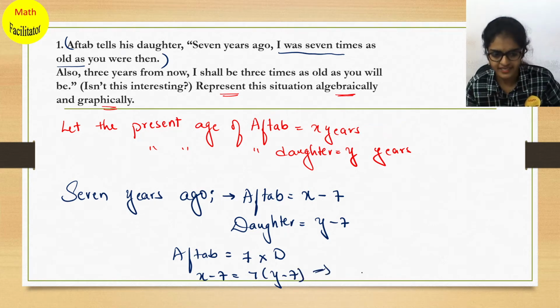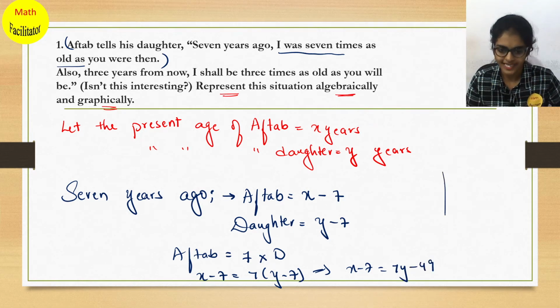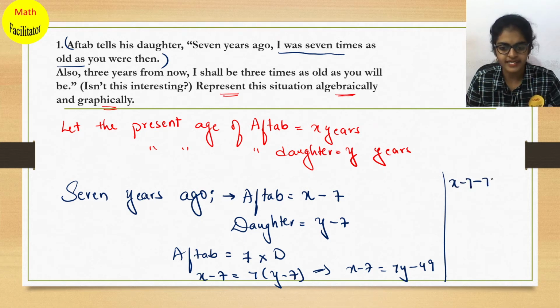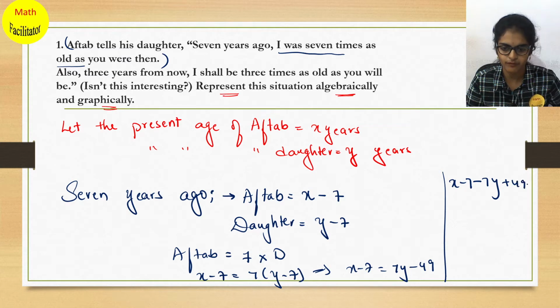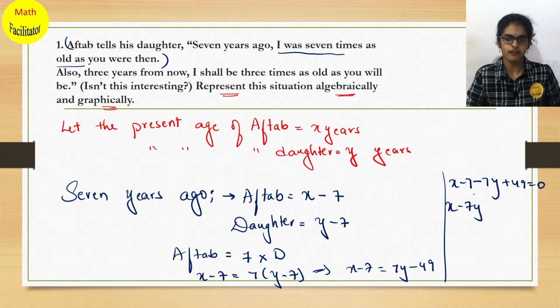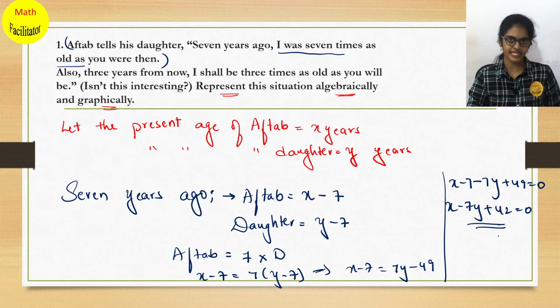Just simplify this. So X minus 7 is equal to 7Y minus 49, since 7 sevens are 49. Or I can write the final equation by transposing 7Y and 49 to this side: X minus 7Y plus 49 minus 7 equal to 0, that is, X minus 7Y plus 42 equal to 0. So this is your first condition. You have represented the first situation algebraically.